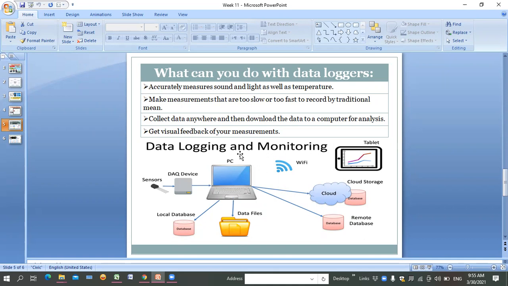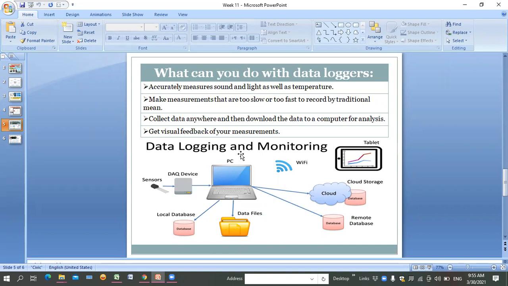Second, make measurements that are too slow or too fast to record by traditional means. Some changes, like light travel, are so fast. Temperature changing is slow. So they can measure both of these things, fast and slow.